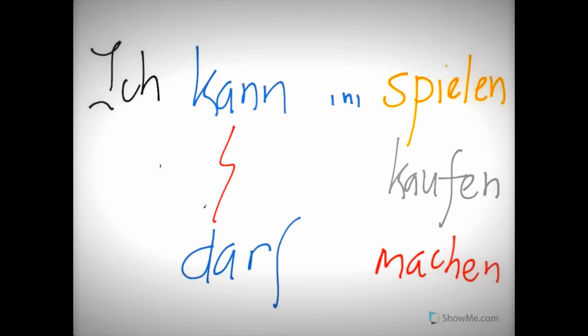And that can change with ich darf, which is can in the sense of being allowed to. It also translates as I'm allowed to, or I may. Ich darf nicht means I am not allowed to. Ich darf nicht spielen, I'm not allowed to play. Ich darf nicht kaufen, I'm not allowed to buy. Ich darf nicht machen, I'm not allowed to do.